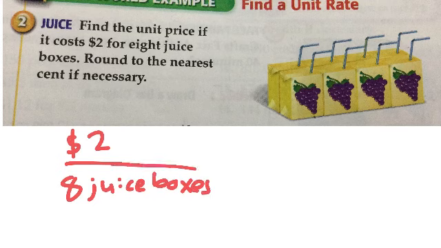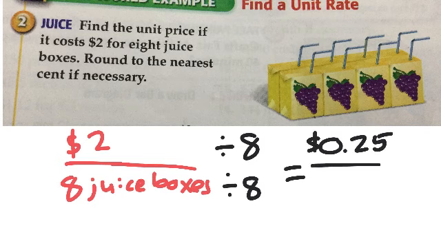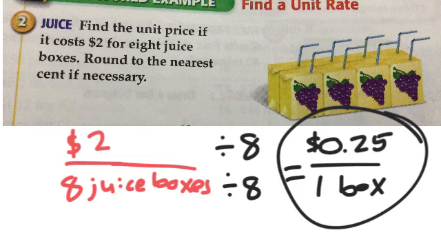So now to find the unit price, we need to make the denominator 1. So I would divide by 8. That means I also need to divide the numerator by 8. 2 divided by 8 is a quarter, sorry. So that would be 25 cents over 8 divided by 8 is 1 box. So if I paid $2 for 8 boxes, that would be a quarter for 1 juice box.